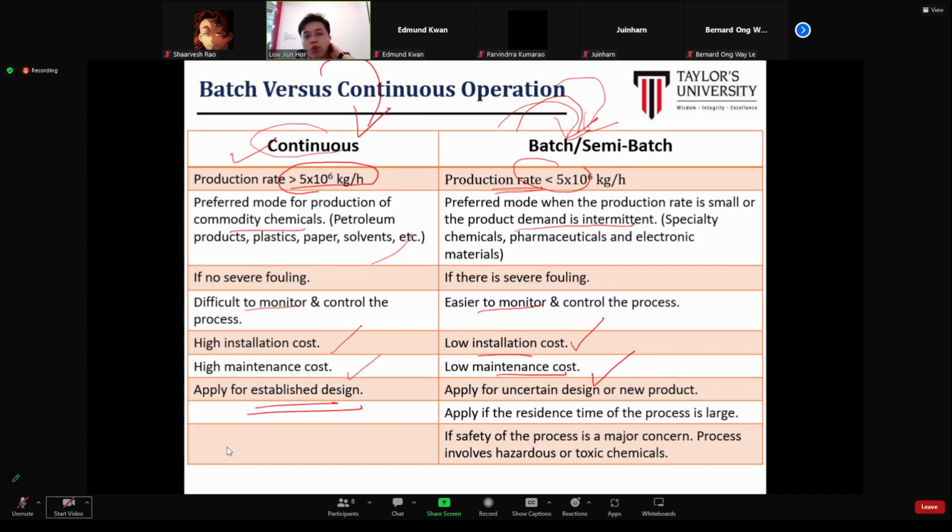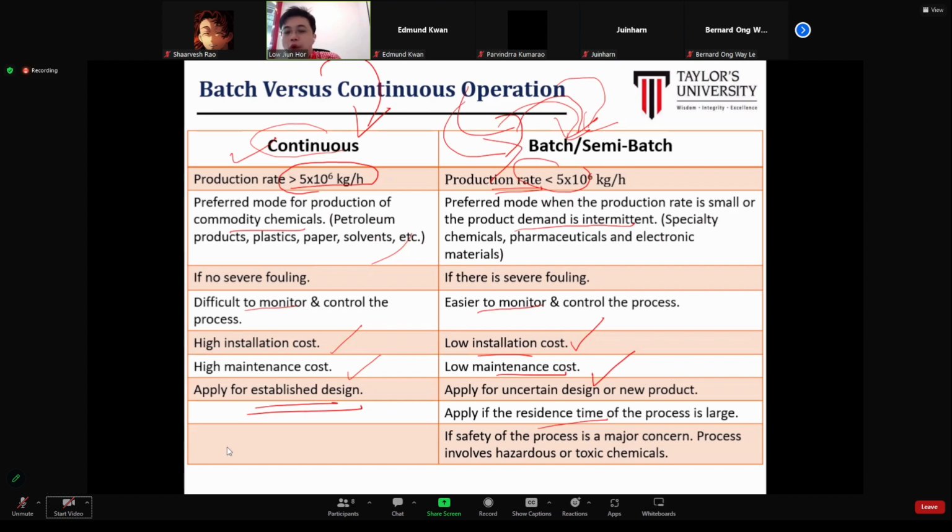But if now we want to create a new process, especially one just invented at lab scale, and we want to commercialize it to make it bigger in order to practice in industry, then it's good if we can start with the batch operation. Also, some processes require a large residence time in the reactor. In that case, we also prefer the batch operation mode.